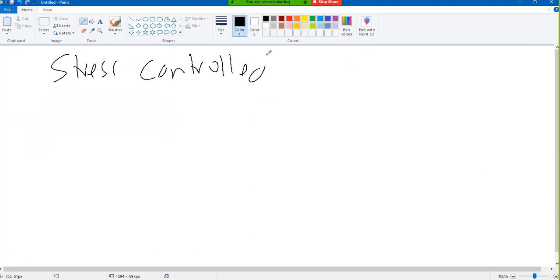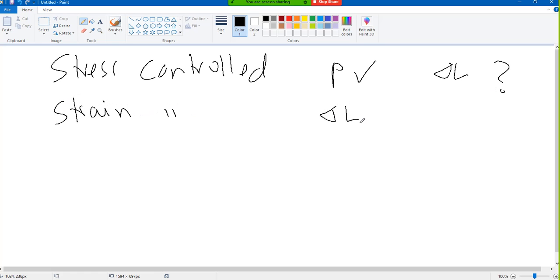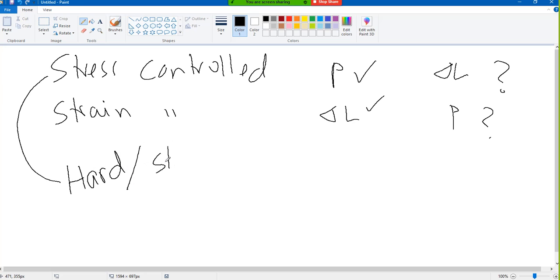Stress control means P will be applied and delta L will be measured. Strain control is the opposite: we apply some delta L and measure the load. That is the system. We use stress control for hard or stiff material, because this testing is easy. Strain control we use for soft material, for example asphalt.